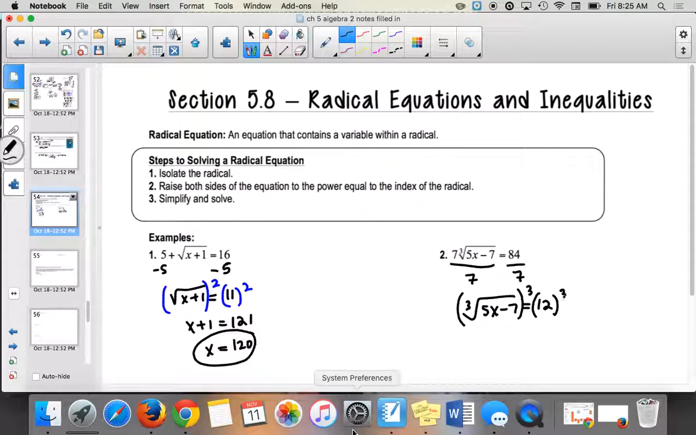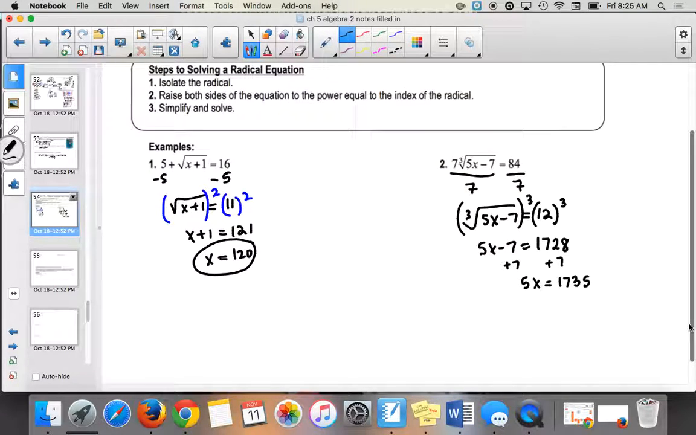Can somebody find 12 cubed for me? I want to say it's like 1728 or something like that. What is it? It was 1728? Oh, I don't know where I pulled that from. All right, 1728. And then we're going to add the 7 over. So I get 5x equals 1735. So when we divide by 5, what do we get? 347. Thank you very much. All right.